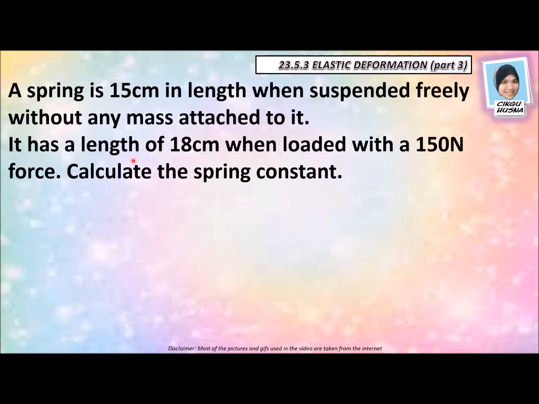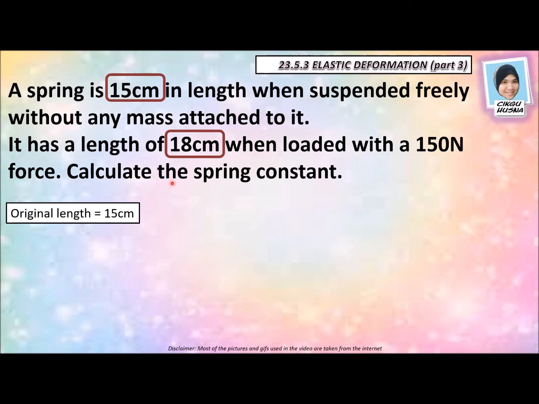Next example. A spring is 15 cm in length when suspended freely without any mass attached to it. It has a length of 18 cm when loaded with a 150 Newton force. Calculate the spring constant. So we look at the numbers given. We have 15 cm. 15 cm is the original length. We know it is the original length because there is no mass attached. And then we have 18 cm, which is the new length.